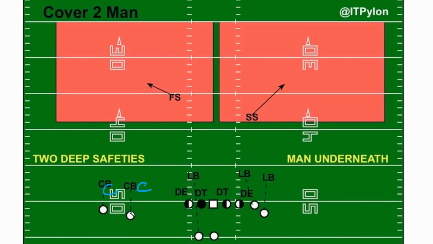Now, they also know that they're going to be giving up the out, so they're going to be trailing, coming right underneath these guys' hips, trying to get underneath these out routes or option routes. So they have to know that.